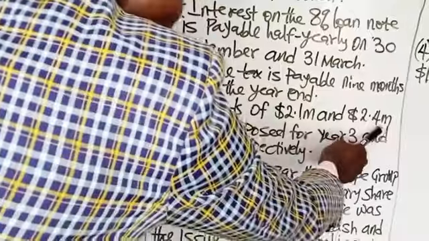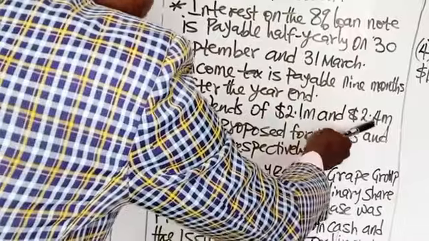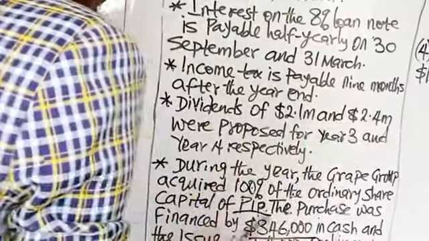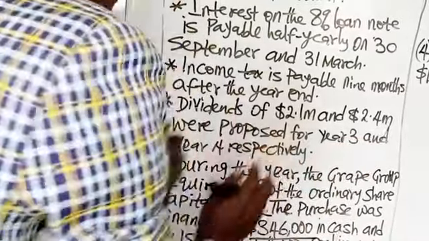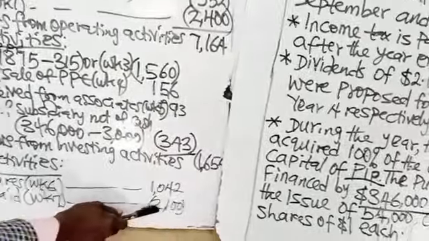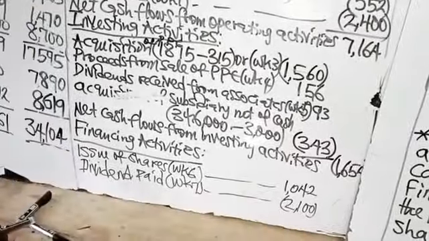But the dividend proposed is different from dividend paid. Proposed dividend does not involve flows of cash. That is why it will not be recognized in the statement of cash flows. So we actually calculated the dividend paid from the movement in the accumulated profit for the period.